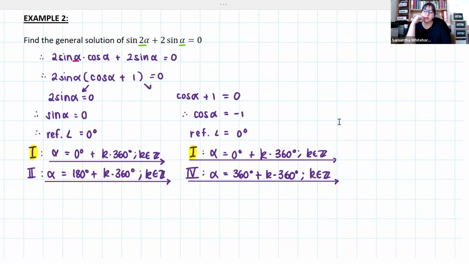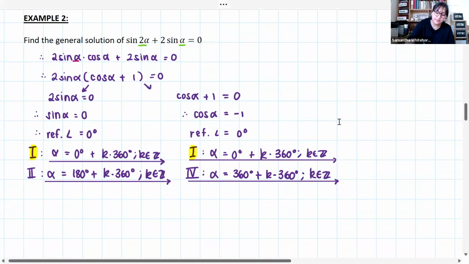There was a question, where is cos negative? So remember, cos is negative in quadrants 2 and 3.